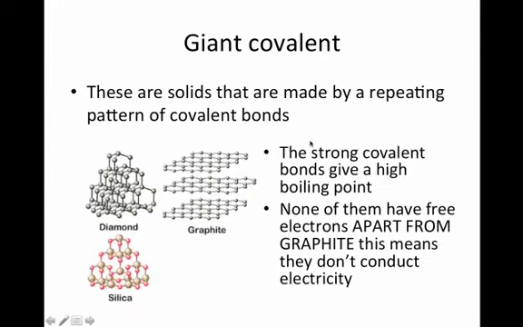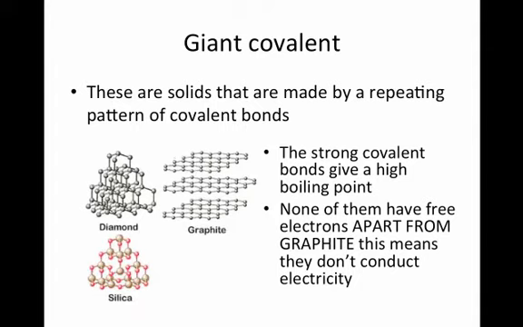So, they have strong covalent bonds between each atom. This means they've got a high boiling point and melting point as well. In order to melt these compounds, you have to break apart all the atoms. Each atom's got 4 covalent bonds to it. That means it's really hard to pull it apart.